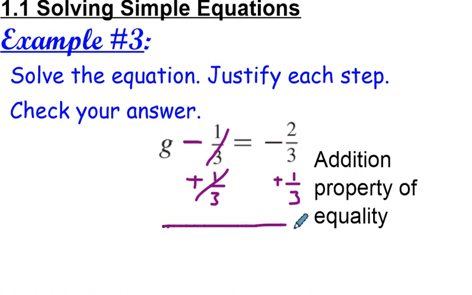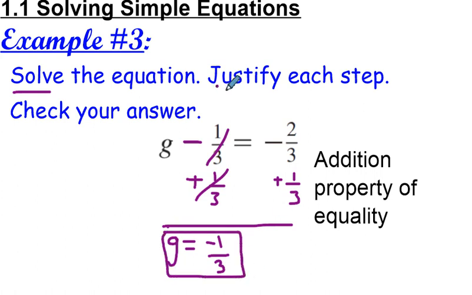So we end up with g by itself. So we're going to solve for g, get it by itself. g equals negative 2/3 plus 1/3. In other words, 1/3 minus 2/3. You just do 1 minus 2, which is negative 1. And those are both in terms of thirds, so we still have the denominator of 3. So that is my answer.